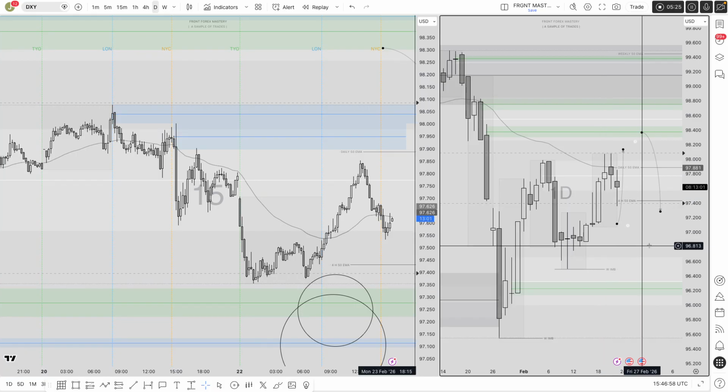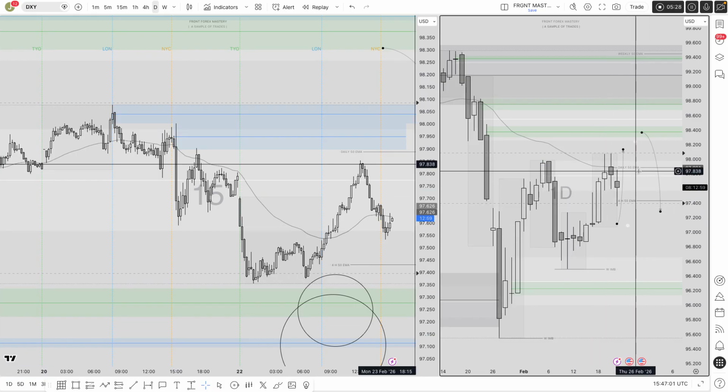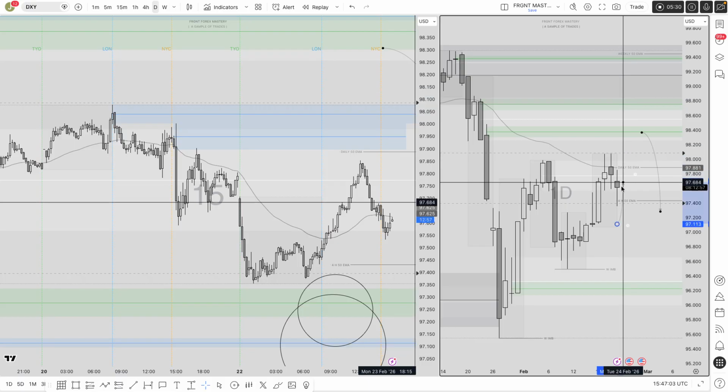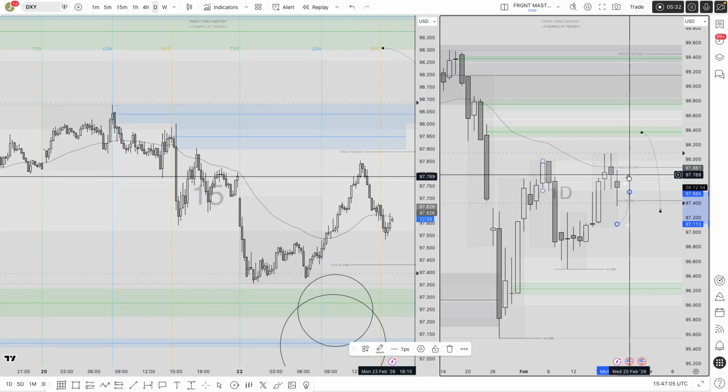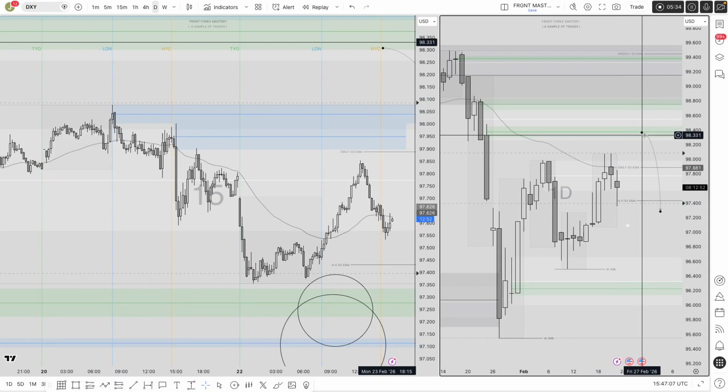And then as we saw last week, as a result of that price action of last week on the DXY, we can see that daily 50 MA start to come down. And the previous two daily candles absolutely rejected that daily 50 MA to perfection.